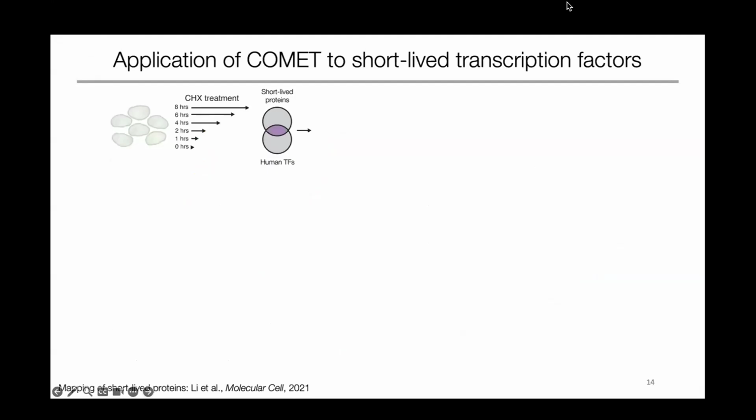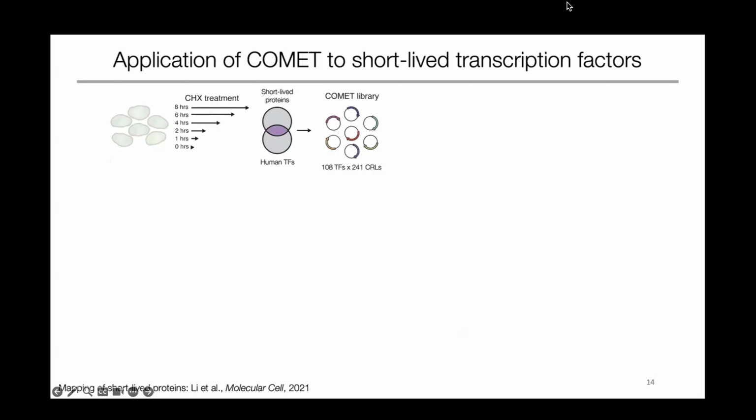Right. So we felt good about this small scale SCF focused experiment, and so we wanted to scale it up. So we decided to apply COMET to short-lived transcription factors. And this is from Lee et al., Molecular Cell in 2021, where they identified all human short-lived proteins. So we just took the intersection of the short-lived proteins from that paper and human transcription factors, and this gave us a COMET library where we had 108 short-lived transcription factors.